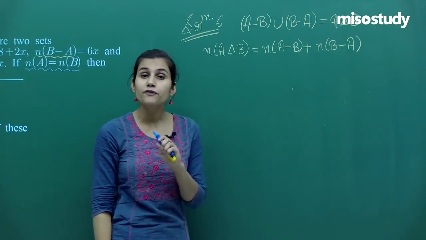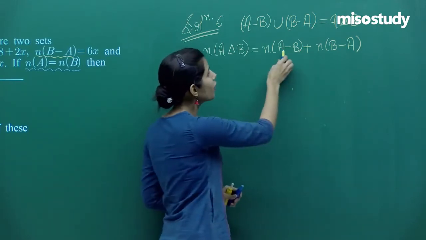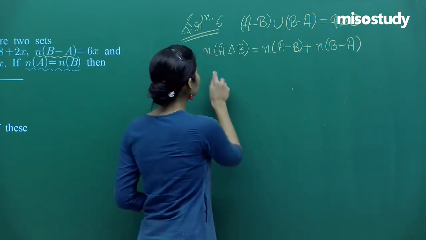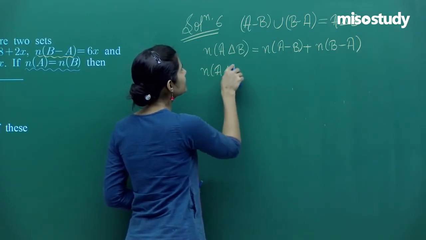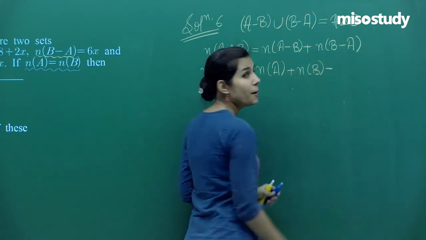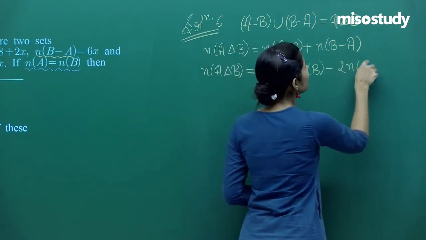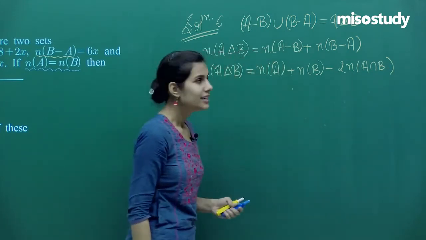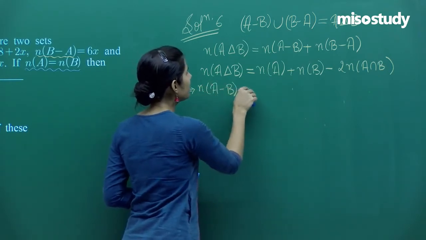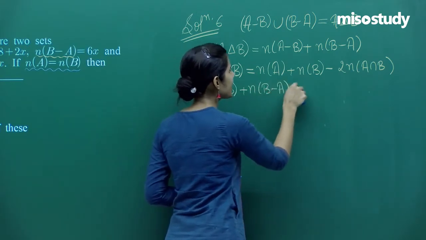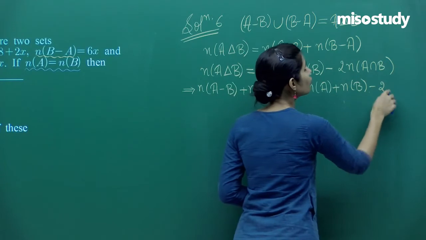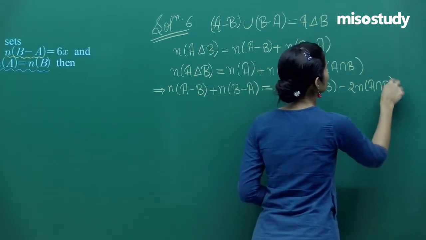But we also had another form of this formula, which we derived with the help of the formulas for the number of members in A minus B and in B minus A. It was that the number of members in A symmetric difference B is equal to the number of members in A plus the number of members in B minus twice the number of members in A intersection B. Therefore, by this and this, you get that the number of members in A minus B plus the number of members in B minus A is equal to the number of members in A plus the number of members in B minus twice the number of members in A intersection B.